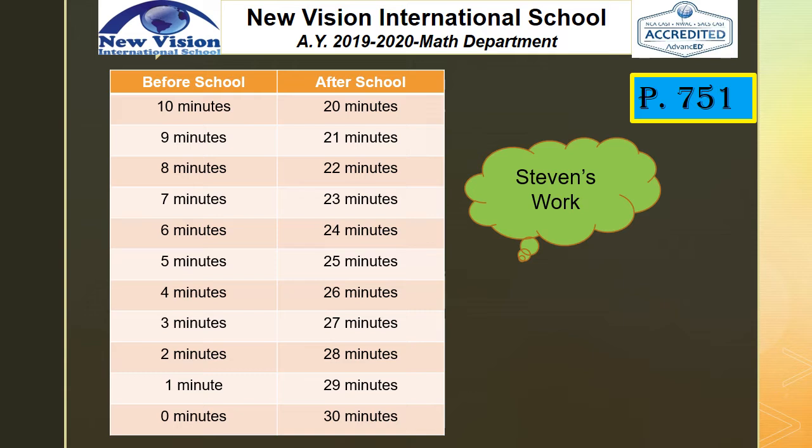So if you can see, we have here the pattern. For before school, it starts at 10 minutes, and then 10, 9, 8, 7, 6, 5, 4, 3, 2, 1, 0. And for after school, we have 20, 21, 22, up until 30. And they all sum up to 30. If you try to add the before school and the after school, they will result to 30 minutes all in all. Did you get it right? Good.